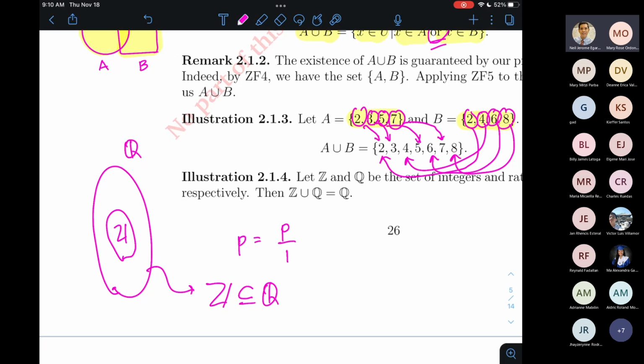That's right. Si Z ay subset ni Q kasi lahat ng integers ay rational numbers din. Or equivalently, you can say that the set of all rational numbers is a superset of Z. Mas malaki kasi si Q kesa kay Z at lahat ng na kay Z ay na kay Q.